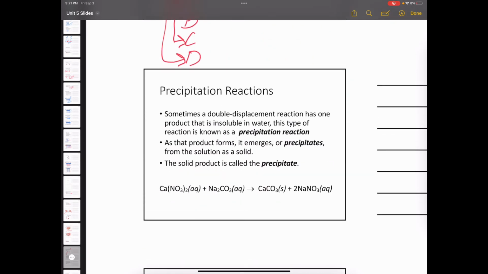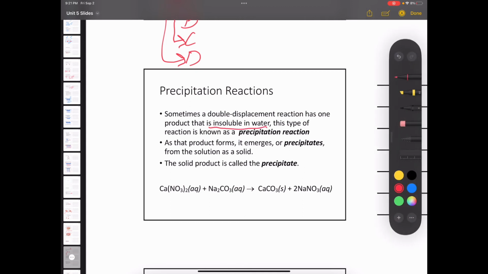So let's talk about precipitation reactions. Sometimes a double displacement reaction has one product that is insoluble in water. This type of reaction is also known as a precipitation reaction. When a reaction forms a material that is not soluble in water, clearly seen as a solid material settling at the bottom of the solution, we describe that as a precipitation reaction. As that product forms, it precipitates out of the solution as a solid. The solid product is also known as a precipitate.